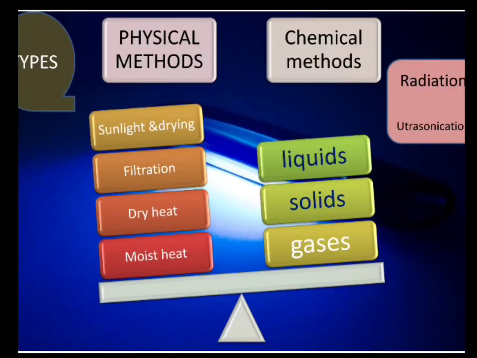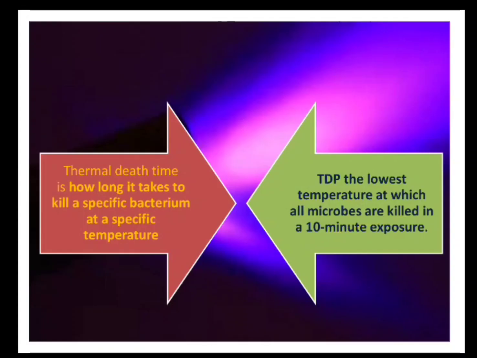There are different types of sterilization techniques, or different ways in which you could control the microorganisms. One is physical methods, another is chemical methods. In physical methods, you have sun drying, filtration, dry heat, moist heat sterilization. Chemical methods are of different types like liquids, solids, gases. There is another category called radiation, which could also come under physical methods, and ultrasonication. About all these techniques we would be studying in detail in the future slides.